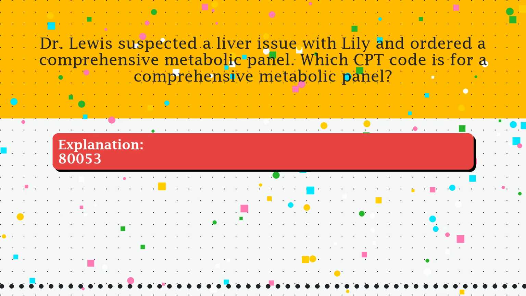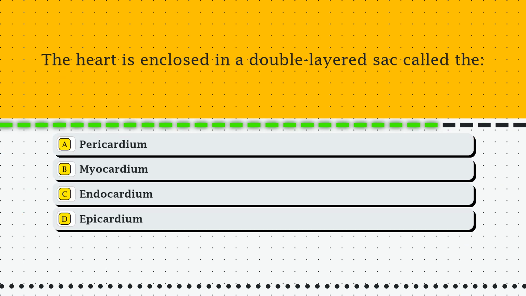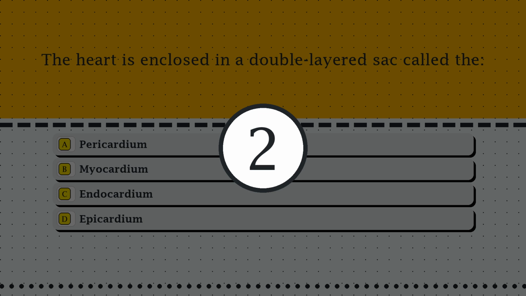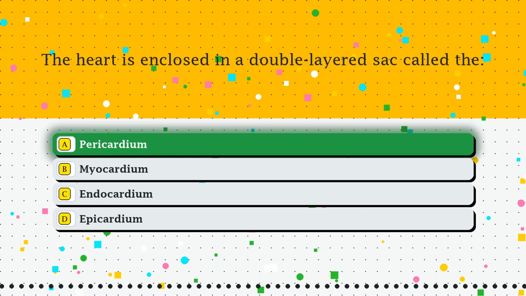80053. Question 217. The heart is enclosed in a double-layered sac called the: option A, pericardium; option B, myocardium; option C, endocardium; option D, epicardium. The correct answer is option A, pericardium.